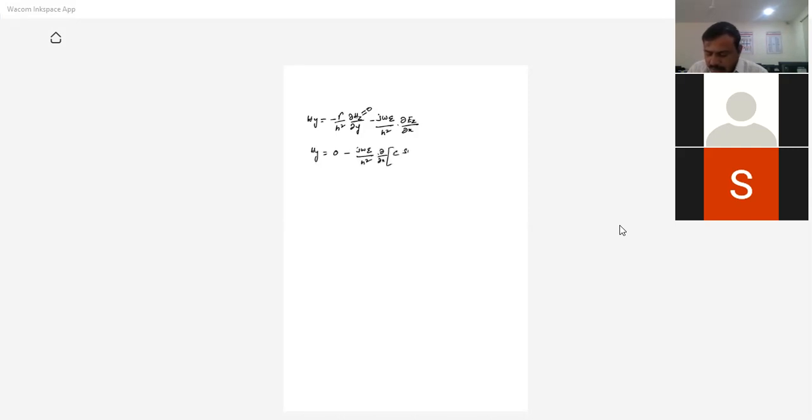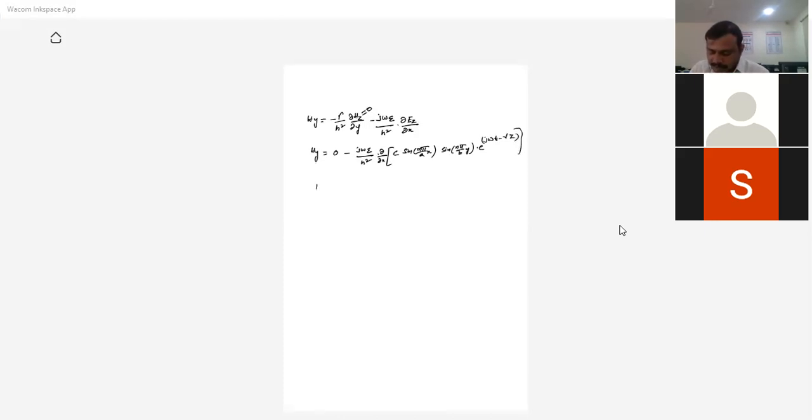So C into sine of m pi by a into x, sine of n pi by b into y, so e power j omega t minus gamma z. See, if you write these things 3-4 times, then easily you can remember the equation.